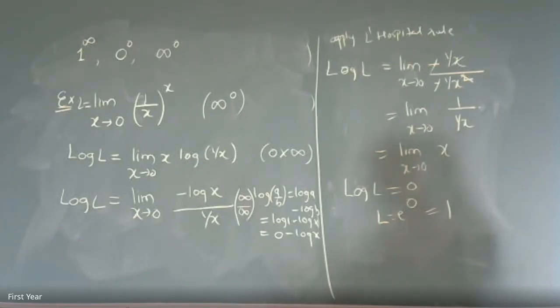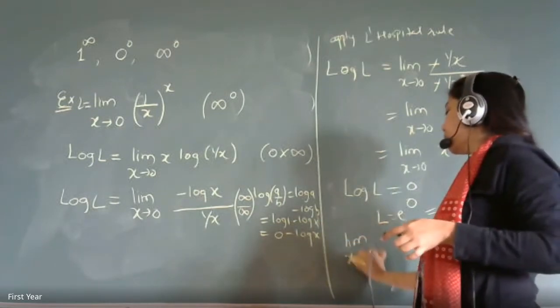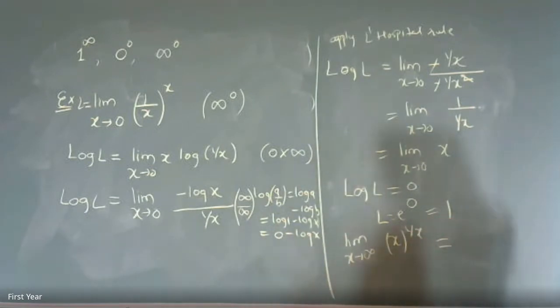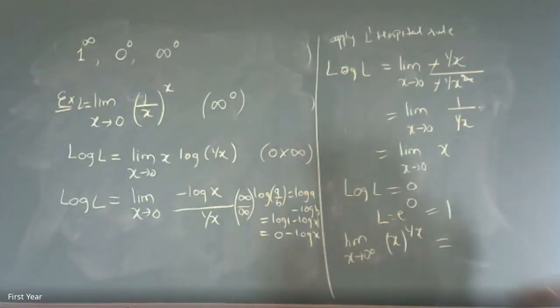So now you tell me without solving, I'm telling you, without solving, what's the answer of this? Limit as x goes to infinity, x raised to 1 by x. Without solving, can you tell me the answer? 1. The same question. Just see here.